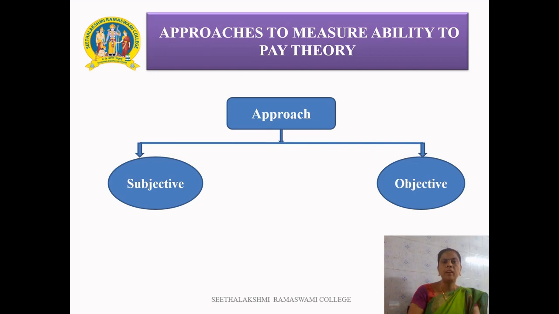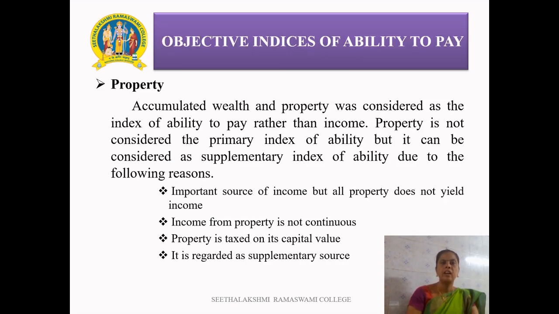There are two important approaches to measure ability to pay. They are the subjective approach and the objective approach. The subjective approach is based on some measure of sacrifice of utility by the taxpayer after paying tax, whereas the objective approach is measured on the basis of property, income, size of family and consumption expenditure. I am going to explain the objective indices of ability to pay.